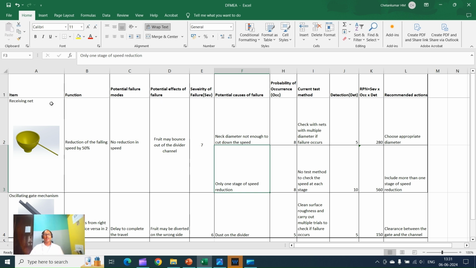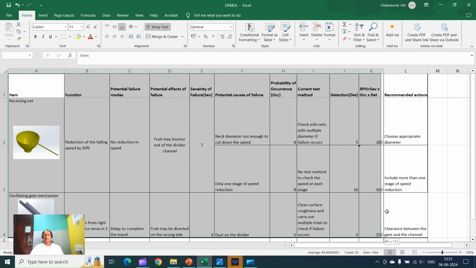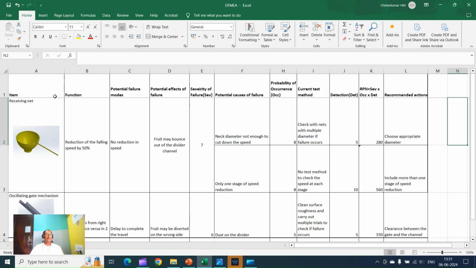Okay, so this is the DFMEA chart that is being done for the fruit auto sorting machine. Now let's take the items one by one. The first item that was identified for the DFMEA is the receiving net. The function of this net is to reduce the falling speed of the fruit by around 50%.